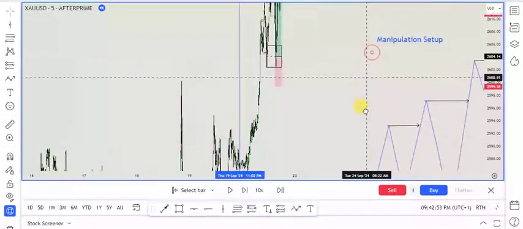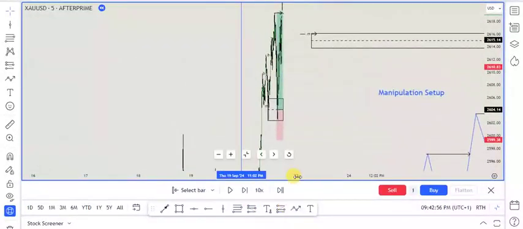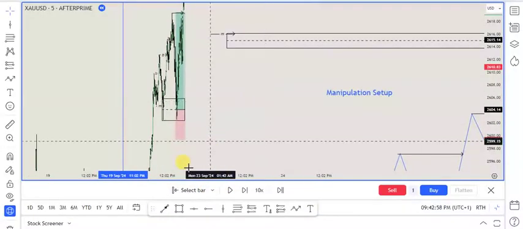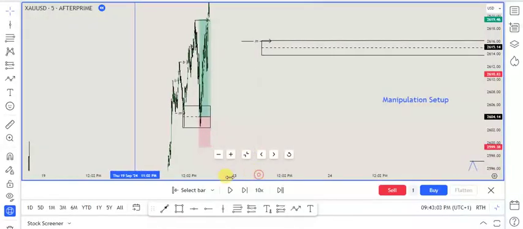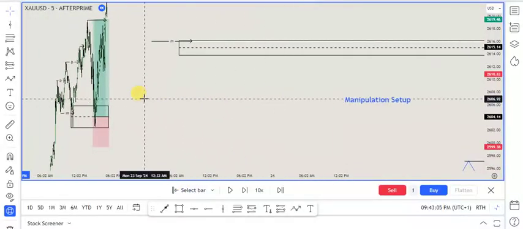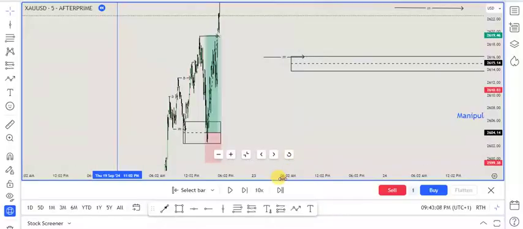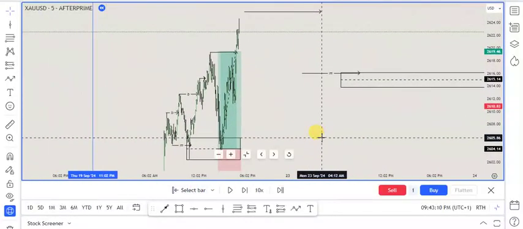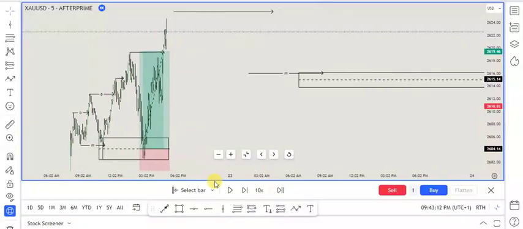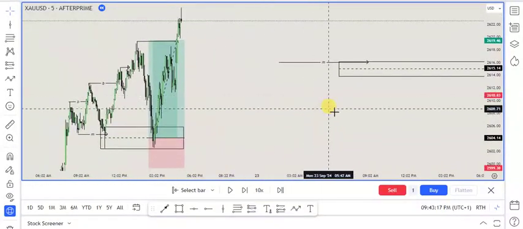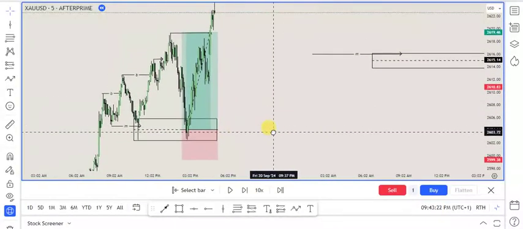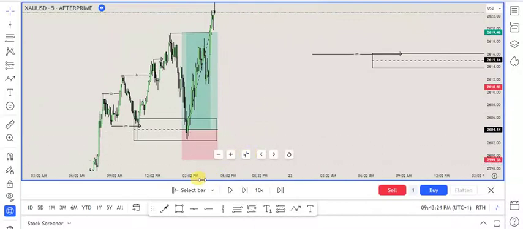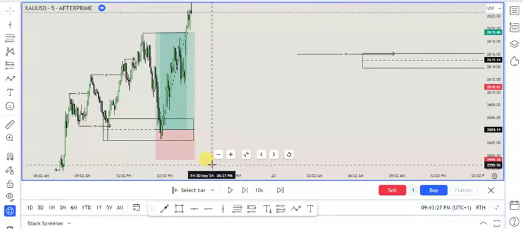24th. Okay, so let's spot flag limits after every manipulation. If I don't see manipulation, I would not explain. So I'm still going to use the replay button to explain. All right. Okay. So now this is the first one.